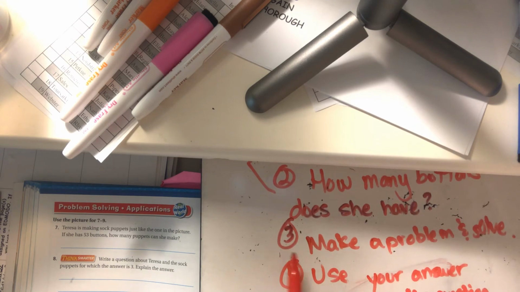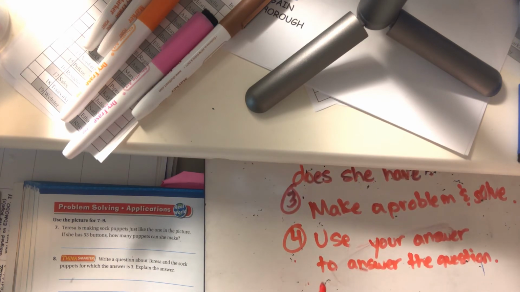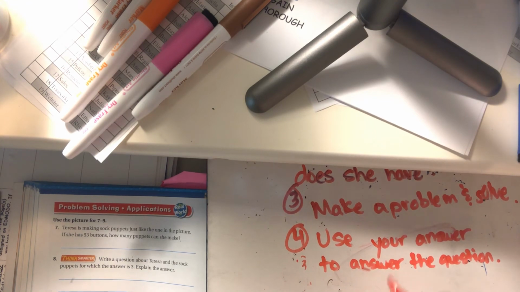And then number 3 was, make a problem and solve it. They don't give you a problem, but you have enough information to make one. And then number 4 is, use your answer to answer the question. Well, I'm not going to tell you how to use the answer. You need to figure out what part of the problem. So if this is my problem and it's 4 goes into 8, let's try 9, sorry, 4 goes into 9. And my answer is 2 with a remainder of 1.